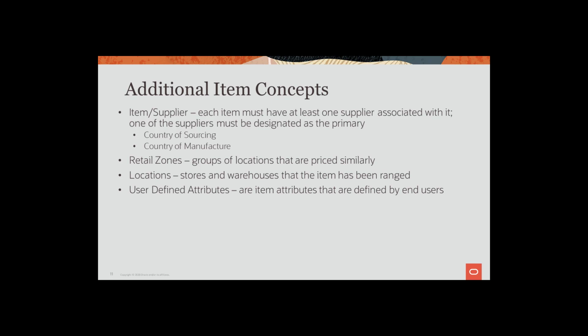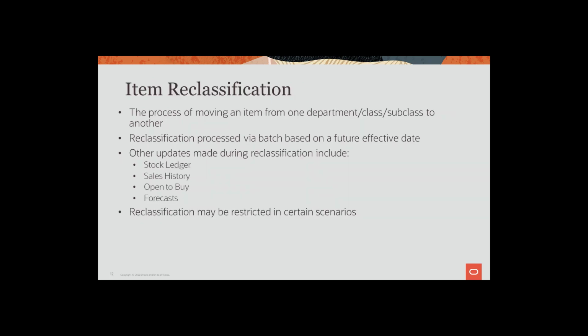UDAs can also be assigned at the department, class, and subclass levels in order to default or require attributes to the item level. Item reclassification allows users to move an item from one department, class, subclass to another. The actual reclassification is done by a batch process based on a future effective date. When an item is reclassified, in addition to updating the item information, the following updates are made.